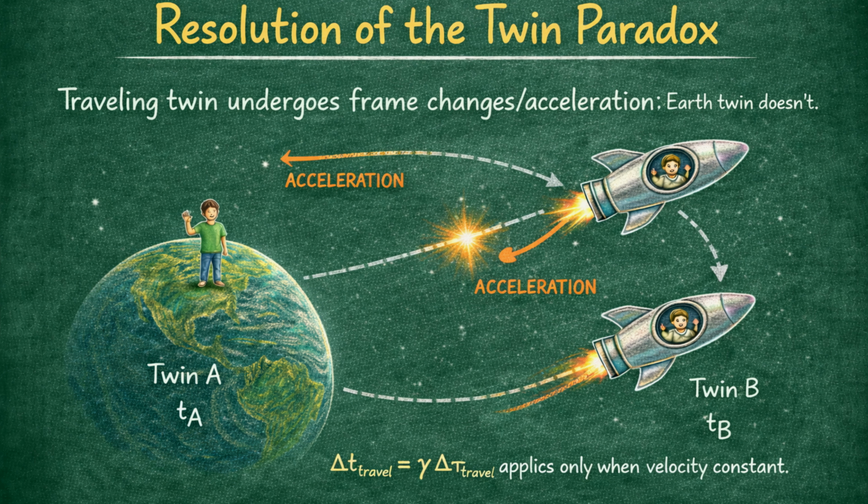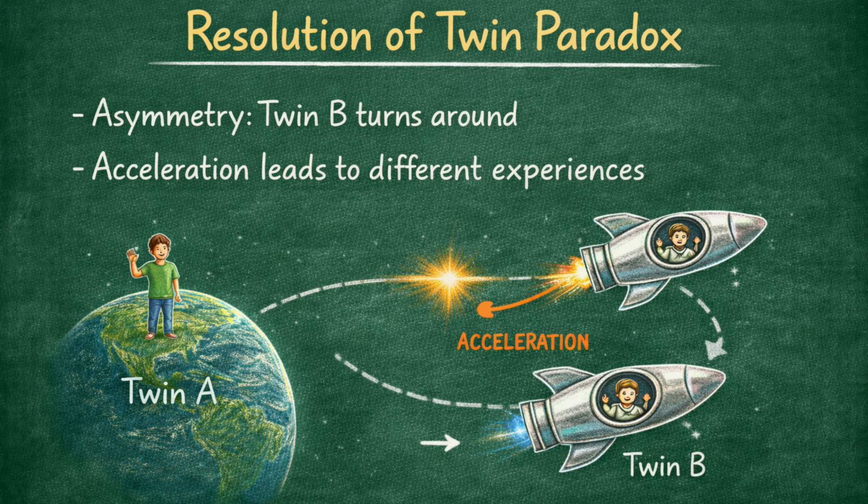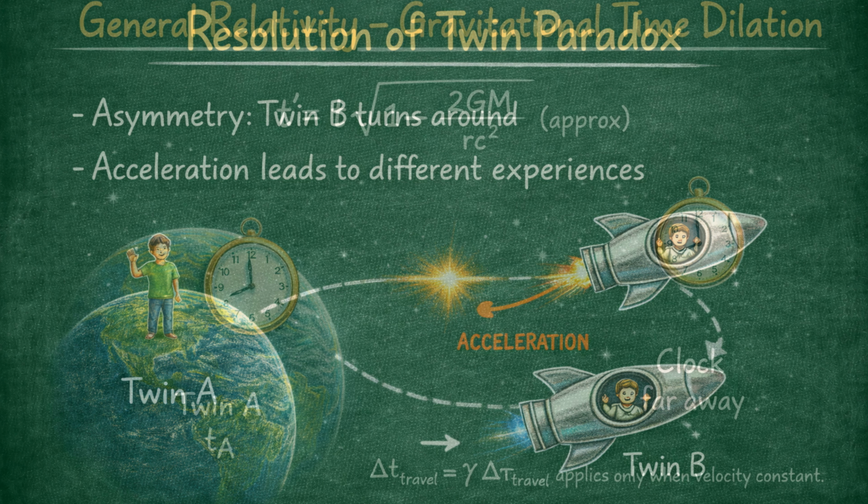In detail, the traveling twin's clock follows a different space-time path with a turnaround. Mathematically, her proper time between departure and return is shorter than the Earth twin's coordinate time. In short, the twin who accelerates and changes frames ages less. Both special and general relativity give the same conclusion.